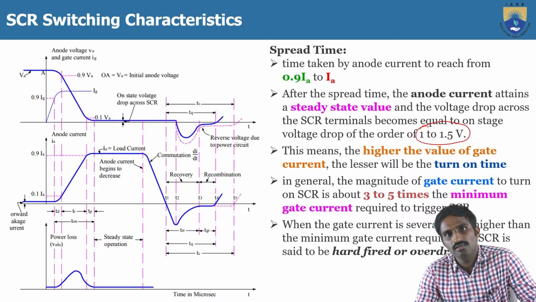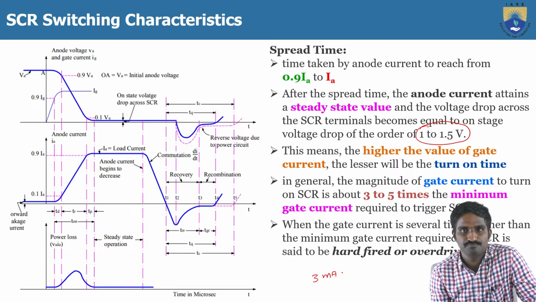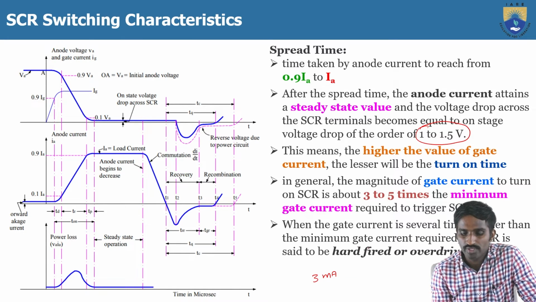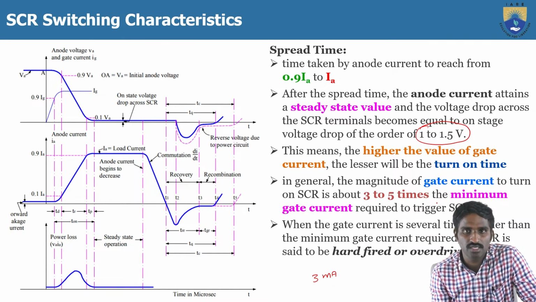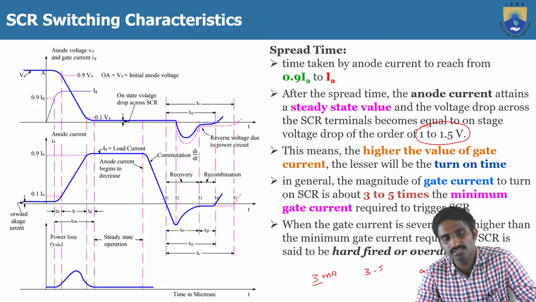That's why generally the gate current we apply is 3 to 5 times the minimum gate current required to turn on the thyristor. Let me consider that 3 amperes is required to turn on the thyristor. But to decrease the turn on time, we usually give 3 to 5 times the minimum gate current. Which means here the minimum gate current is 3 amperes, so we will give 3 into 3, 9, to 3 into 5, 15. So between 9 and 15 amperes we will give to decrease the turn on time of the device.